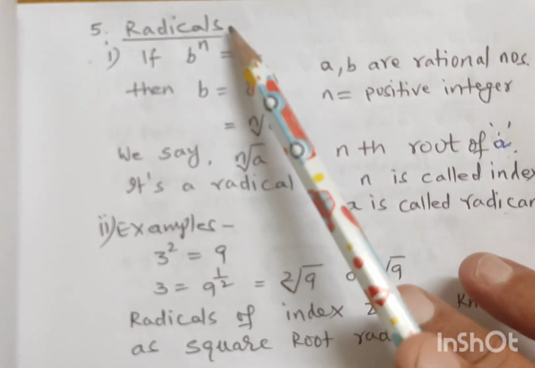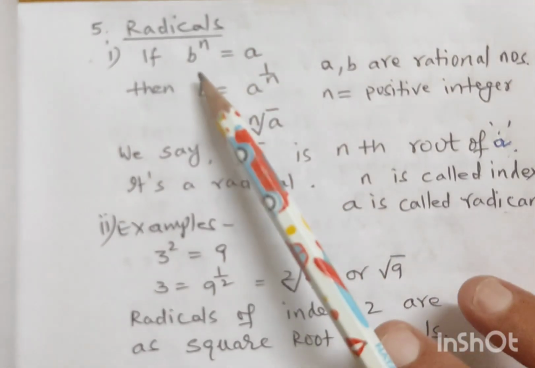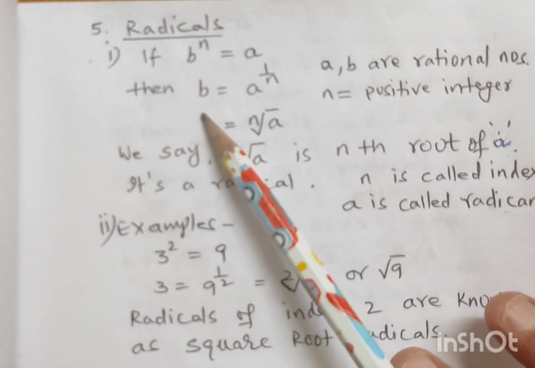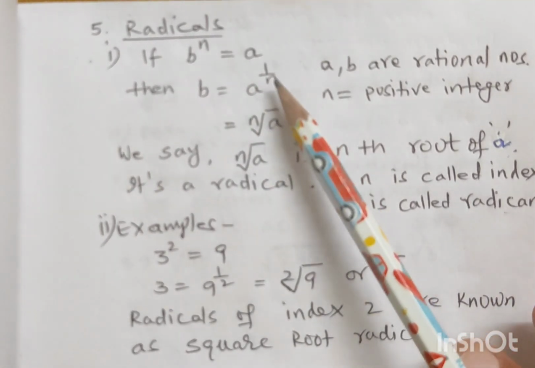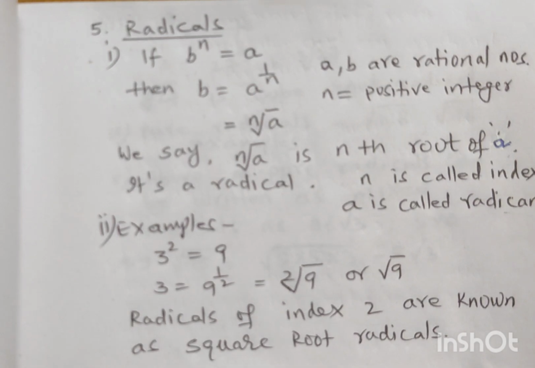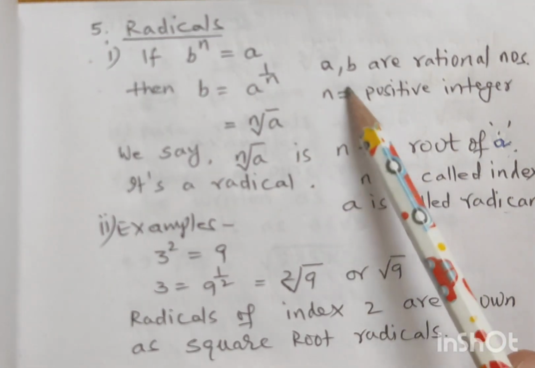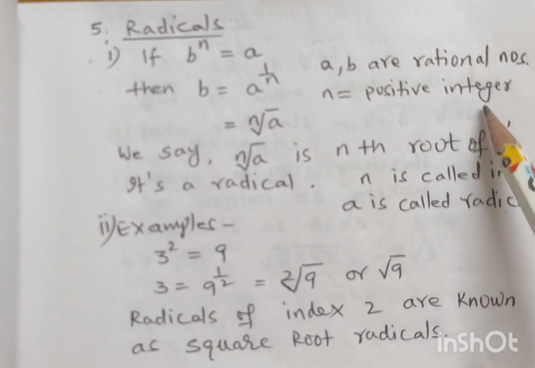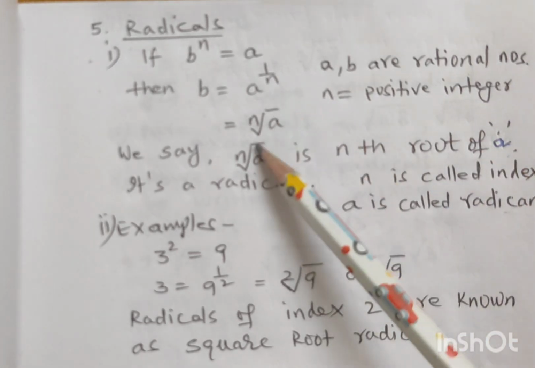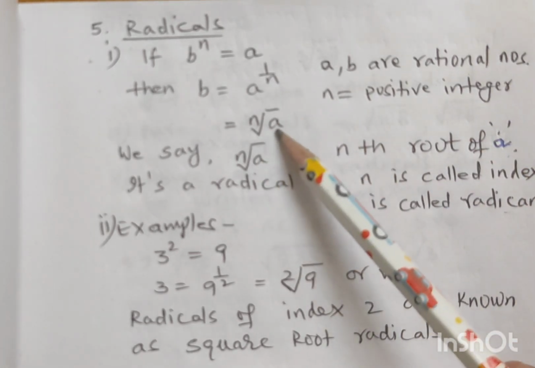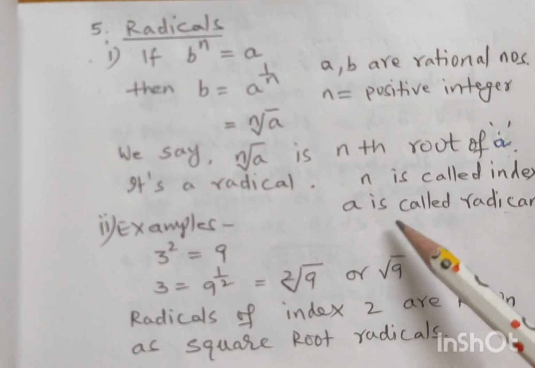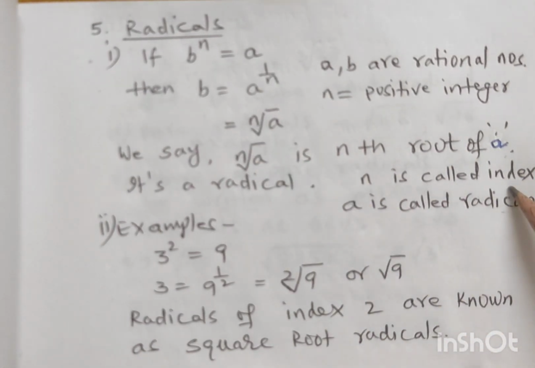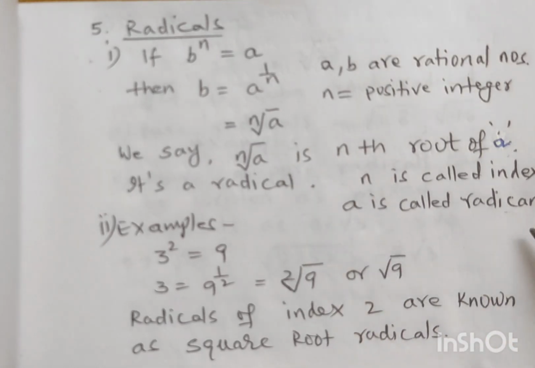Now we define radicals here. b to the power n is equal to a. We can write b equals a to the power 1 by n. a, b are rational numbers and n is a positive integer. This we can write as nth root of a. n is called index and a is called radicand.